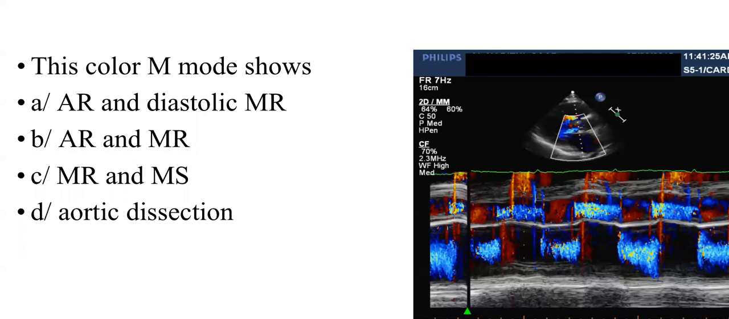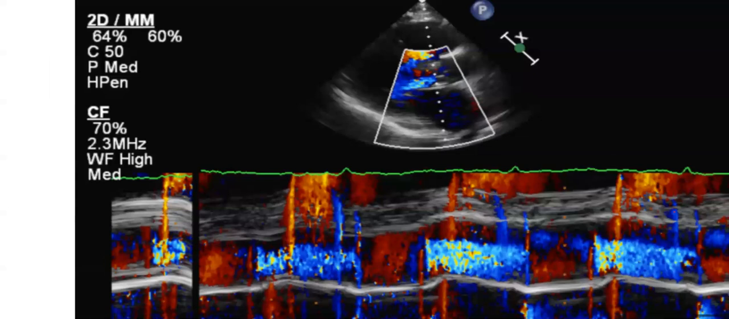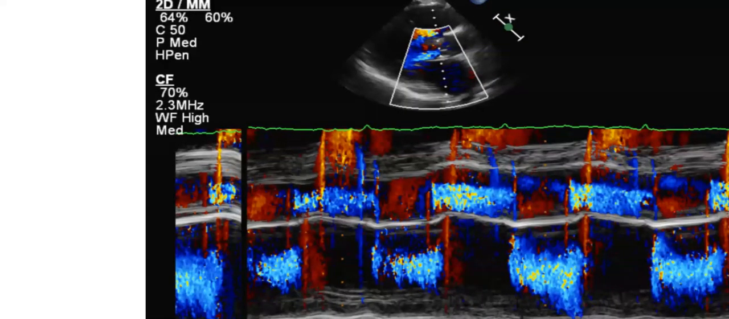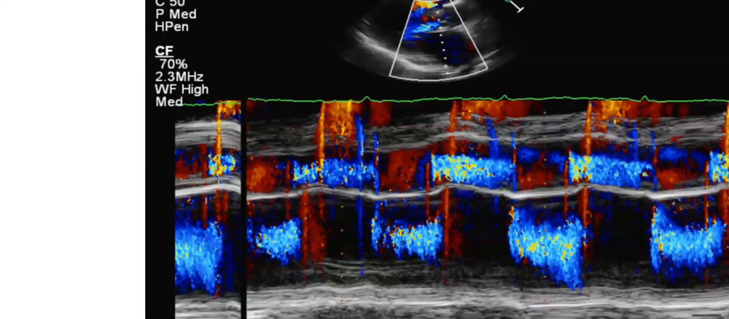Look here at where the interrogation line is. It's cutting the aorta and the left atrium. And I have a systolic flow and a diastolic flow. The diastolic flow is in the aorta, up, and the systolic flow is in the left atrium. So that is what?